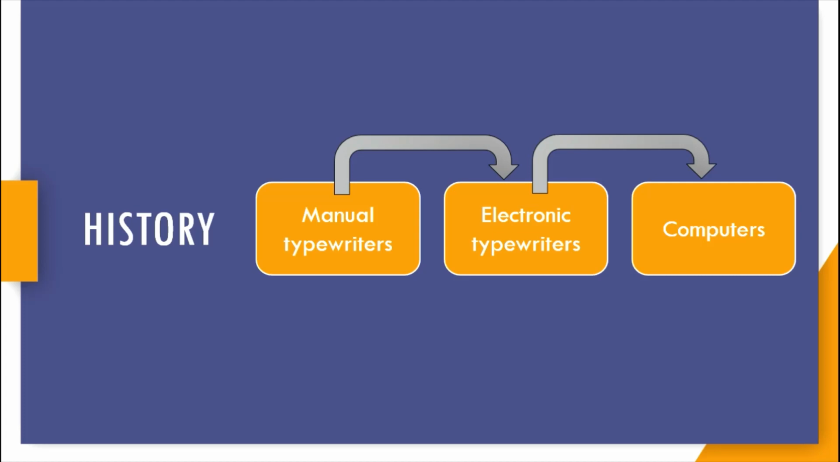See, here I have mentioned the history by demonstrating 3 steps. First of all, we were having manual typewriters. Then we switched to the electronic typewriters, and after that the computers came into existence. Right? So from manual typewriter to electronic typewriter and finally onto the computers. So this is the basic history of this particular digital documentation area.